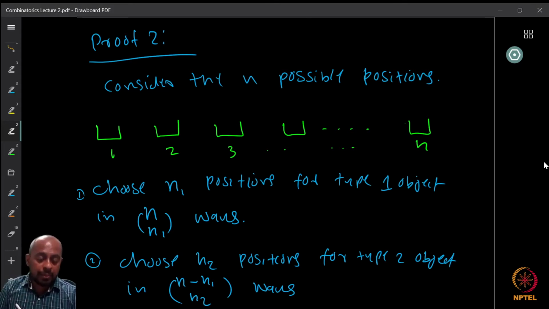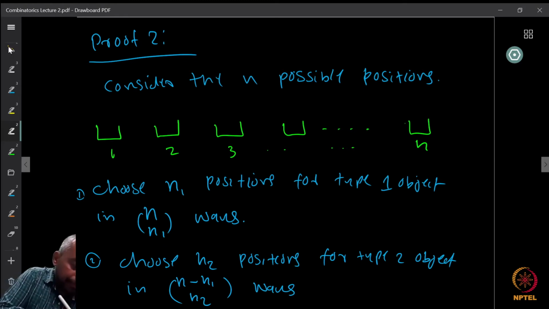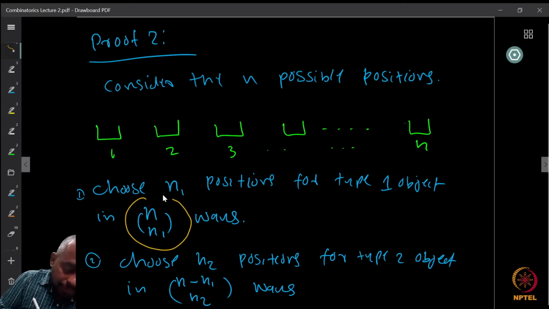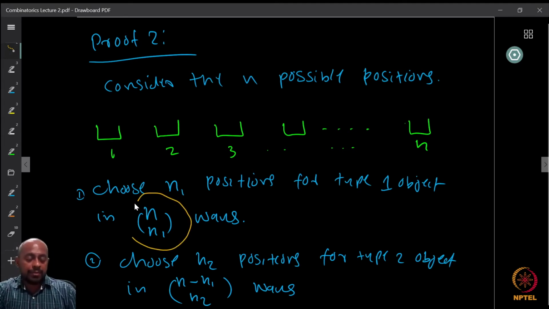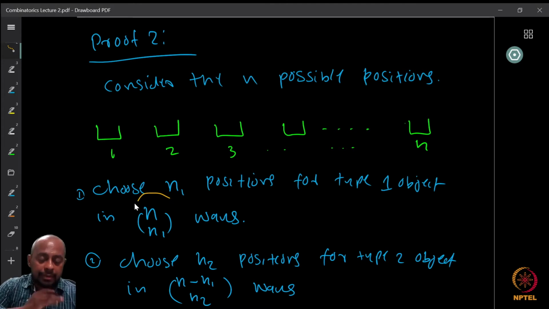And where are they going to appear? In the n1 positions, wherever they are, I choose the n1 positions and put all the copies of this object in those particular positions. So how many ways can I choose the n1 positions? There are n positions available, so n choose n1 ways. I fix the n1 positions for the first object in n choose n1 ways. Those positions are not available anymore.